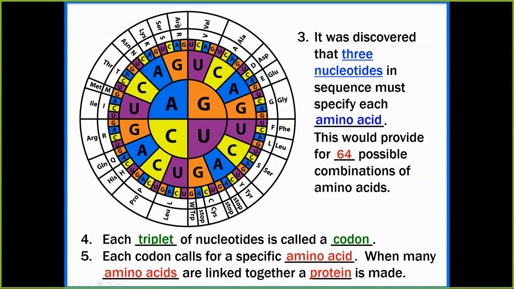AGG brings up the amino acid ARG. I think that's like arginine or something like that. I forget the actual full name of it. So AGG, always start in the center. Remember, because we said 3 nucleotides. Start in the center, go to the outer ring, go to the last ring, and then read the amino acid there.